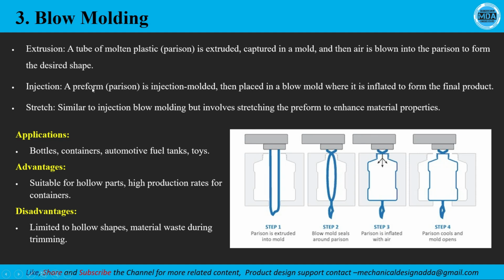This blow molding is used to create hollow parts, like bottles, containers, automobile fuel tanks, and toys. It is suitable for hollow parts with a high production rate for containers. The disadvantages are that it is limited to hollow shapes and there is material waste during trimming. You can see the bottom side and the upside, so we need to trim the material. It is a wastage of material for each product.